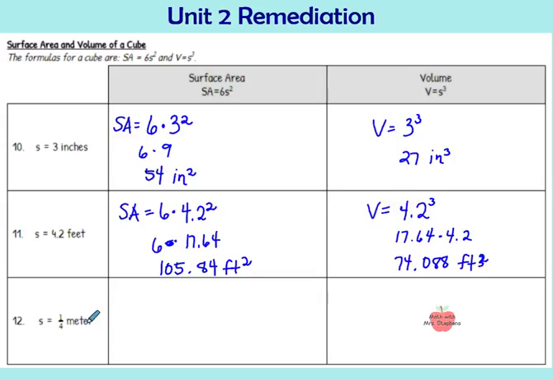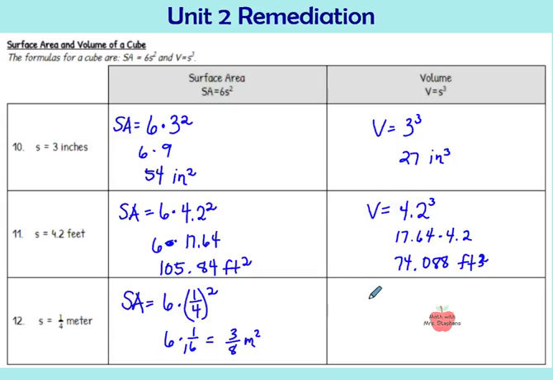Number 12, your side length is 1/4 of a meter. So we do the same process. We need to do 6 times 1/4, and we want to square 1/4. 1/4 squared is 1/4 times 1/4, which equals 1/16. And then 6 times 1/16 is 3/8 meters squared.